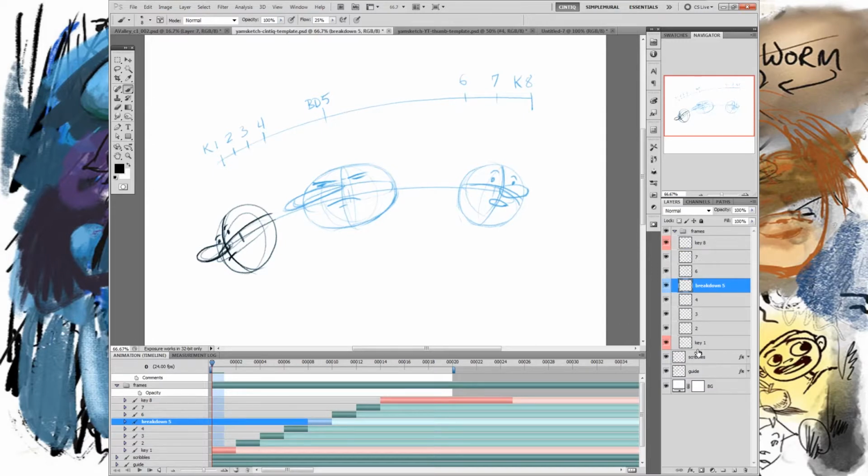Okay, so this is a simple one. So we only have 2 keys and 1 breakdown. But by putting these things like this, I know that these are the important ones, and then these little ones in here are less important. They're still important, but they're in-betweens, okay?